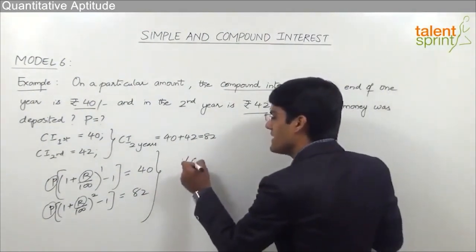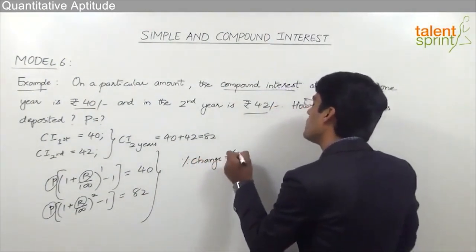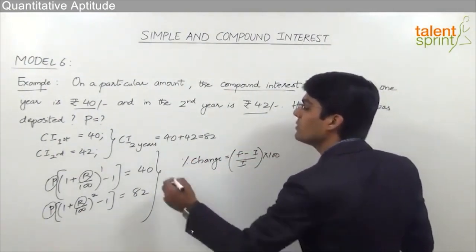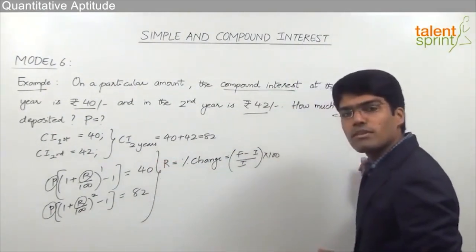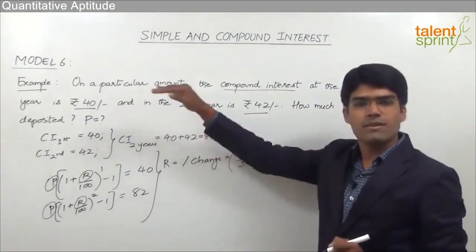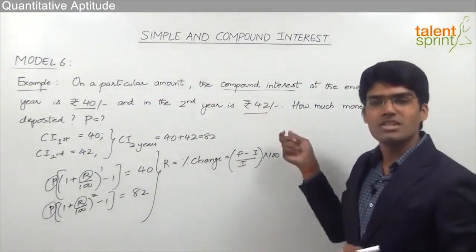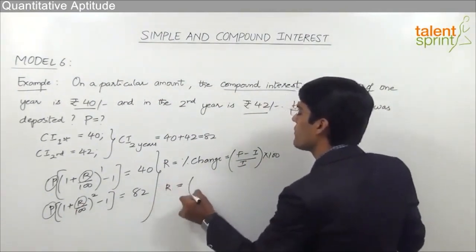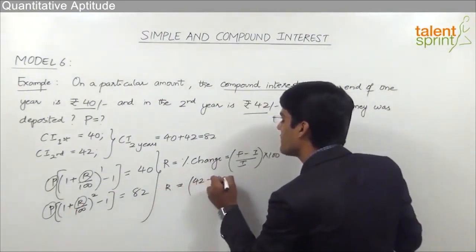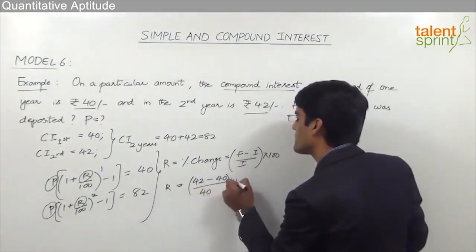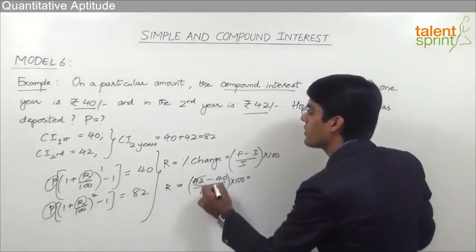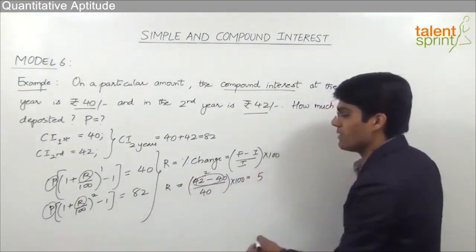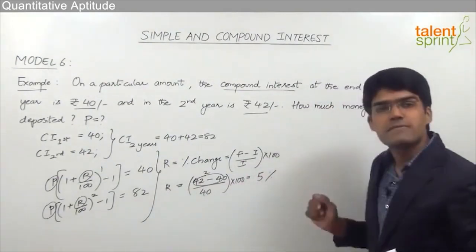So we know that percentage change is equal to (final value minus initial value) by initial value into 100. And that should be equal to the rate of interest in case of compound interest. So always when we know the compound interest for first year and for second year, by taking the percentage change between these two values, we can get the rate of interest. So the rate of interest here will be equal to (final value, that is 42, minus initial value 40) by 40 into 100, which is equal to 2 by 40. 42 minus 40 is 2. 2 by 40 into 100, or 200 by 40, that is 5. So we can say that the rate of interest is 5%.